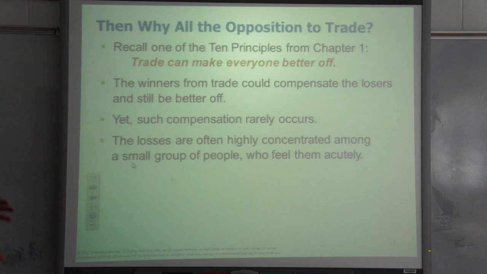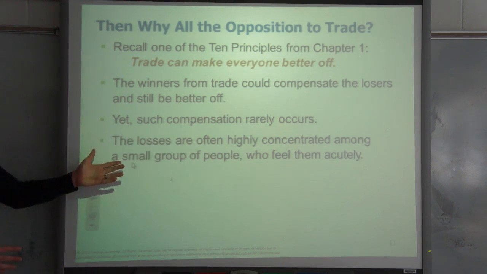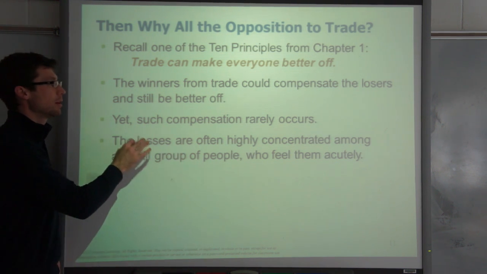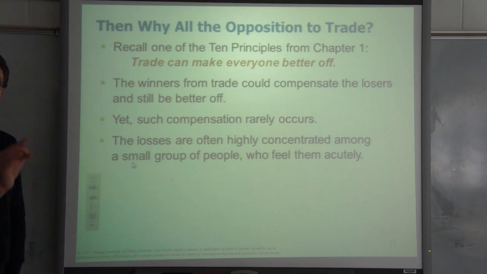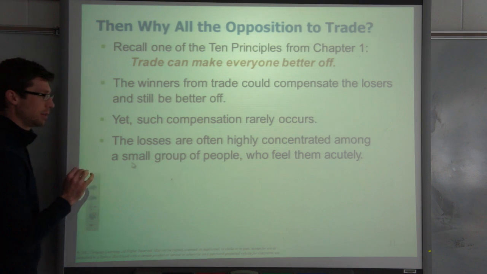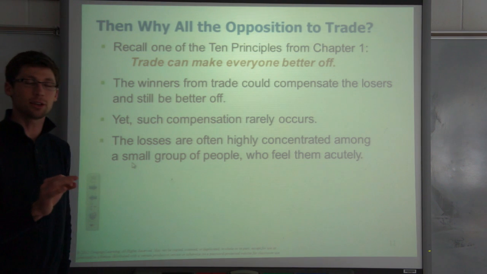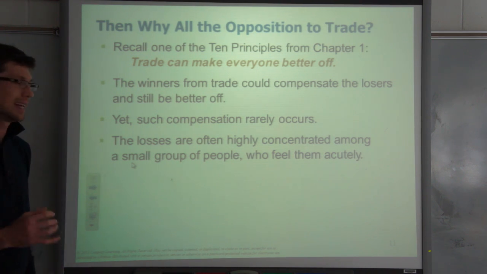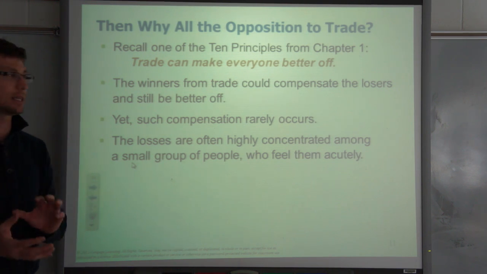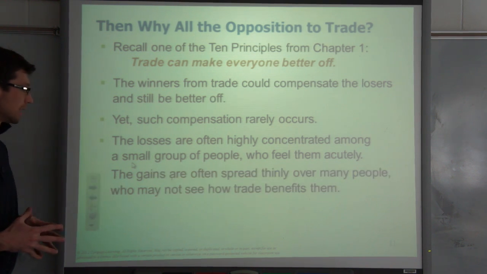The losses, and this is why, the losses are often highly concentrated among a small group of people who feel them acutely. This is the reason why you hear about international trade perhaps being a bad thing: the losses are to a small number of individuals. And when you have that small number of individuals who feel them acutely, meaning there is real harm done to that small group, they can organize and they can speak with one voice, and often they speak loudly. That's the reason why you hear so much grumbling about international trade.